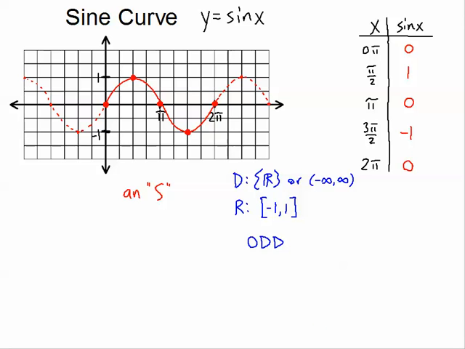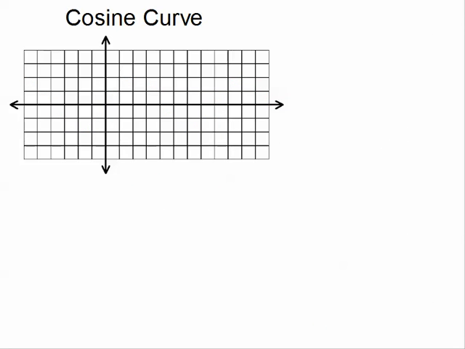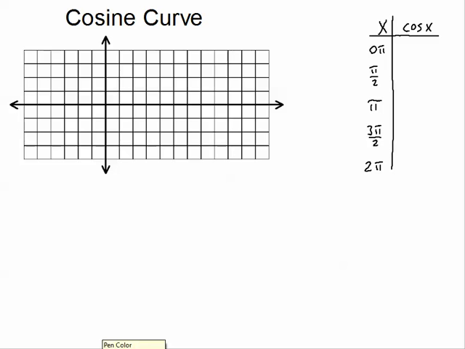Let's do the same sort of thing for the cosine curve. I'm going to generate a t-table, not the same t-table, but the same setup for the t-table. We'll have the input, and then we'll have our output, which will be the cosine. Our inputs, again, are the 5 easy angles: 0 pi, pi over 2, 1 pi, 3 pi over 2, and 2 pi.